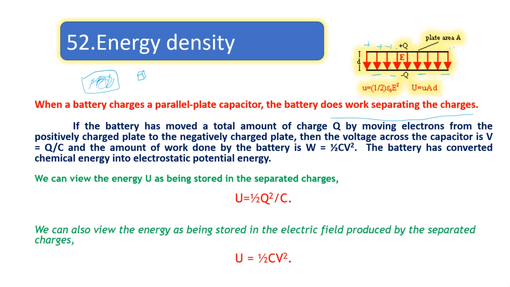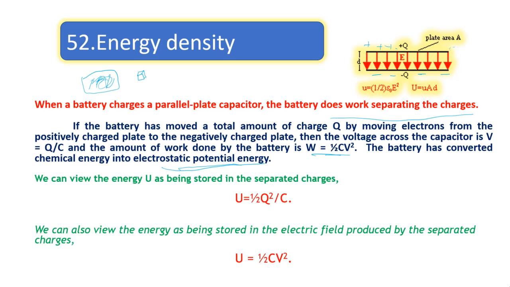Then the voltage across the capacitor is V = Q/C, where C is the capacitance. The amount of work done by the battery is, we know this formula from our studies in elementary physics, half CV square. The battery has converted chemical energy into some kind of electrostatic potential energy. Why some kind? Now I don't know whether that energy is with the charges or stored in the field.